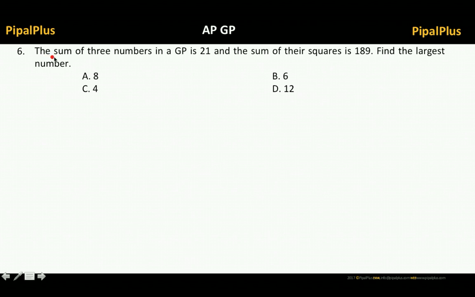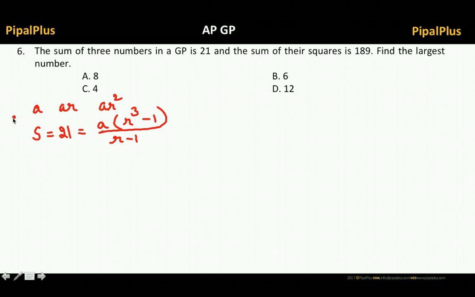Now in this question, it is given to us that the sum of three numbers in GP is 21. So if these are A, AR and AR square, it is given that their sum is 21, right? So we'll just simply apply the calculation that we use for sum of a GP. So sum of these terms is given to us as 21, and the formula for sum is A into R to the power n, which is 3 here, minus 1 divided by R minus 1, right? So what is also given to us is that the sum of their squares is 189.